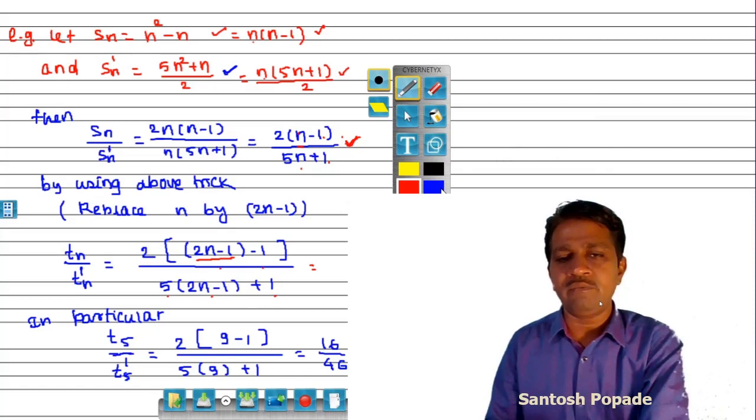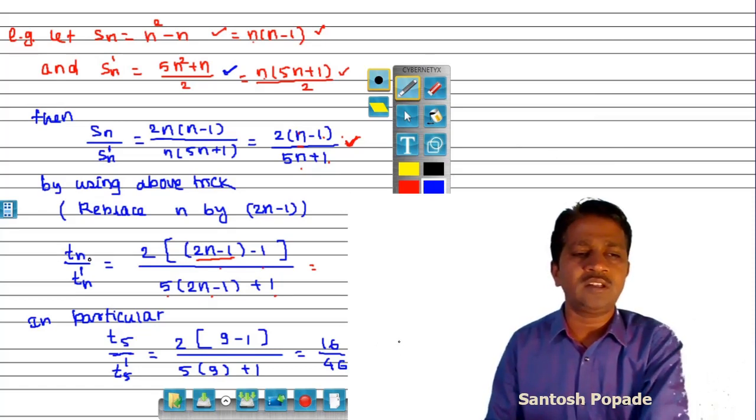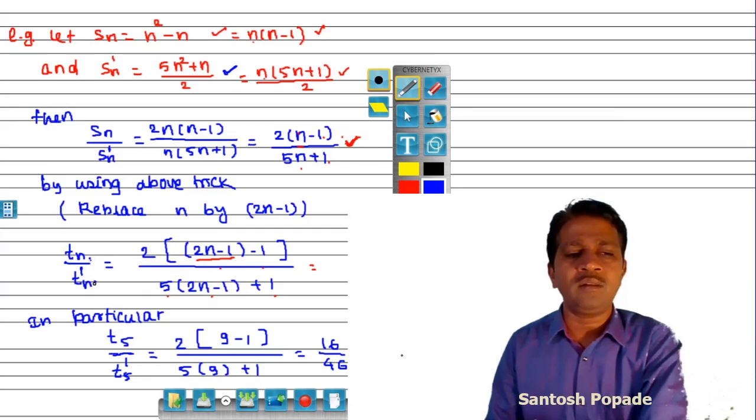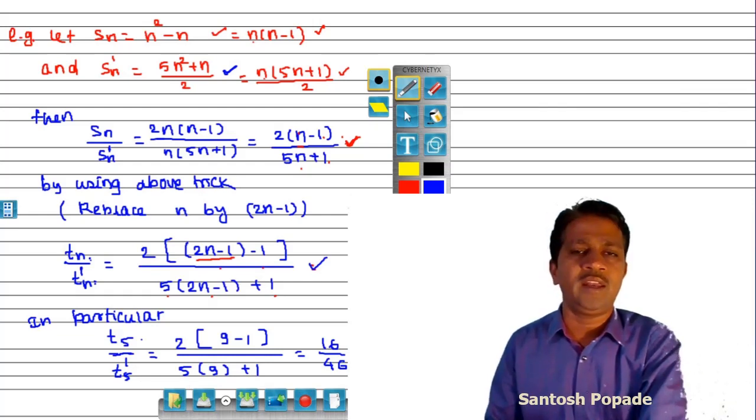In particular, we may be asked to find the ratio of fifth terms. In this case, the nth term of the first AP upon the nth term of the second AP will be this one. So using this formula, I can find the ratio of any terms, like the fifth term upon the fifth term of another AP. By putting n equals 5 in this formula, I will get T5 upon T5 dash. Very easy trick. You can solve such type of problems using this trick very easily.